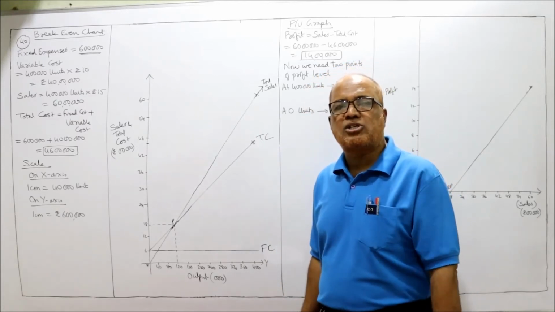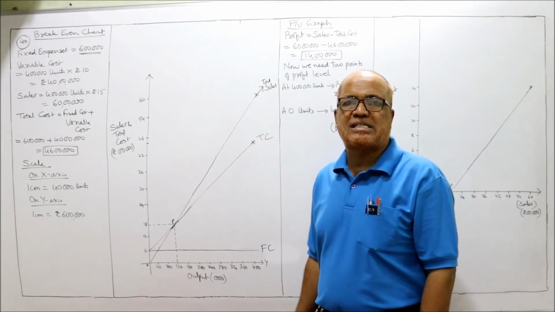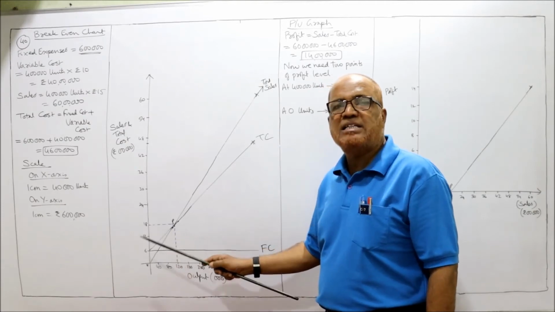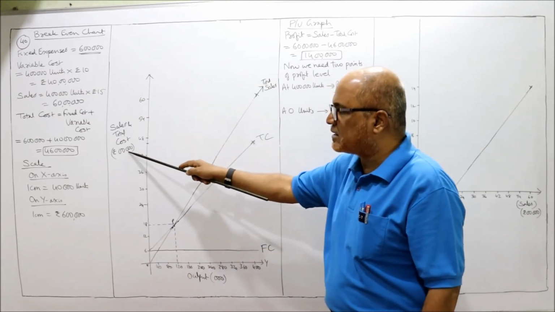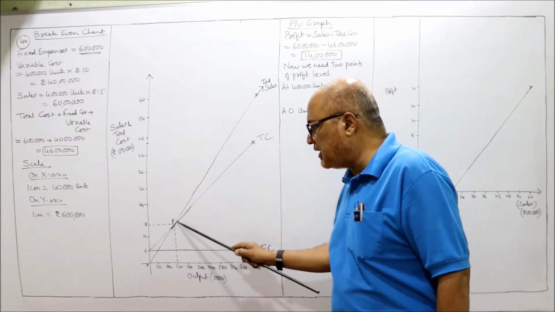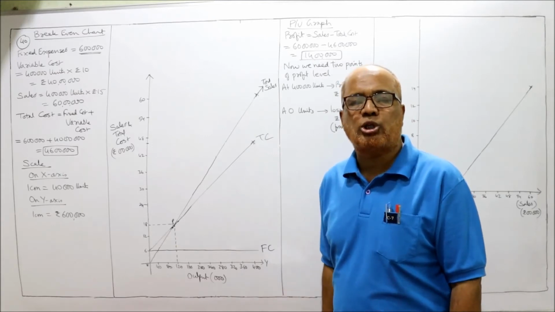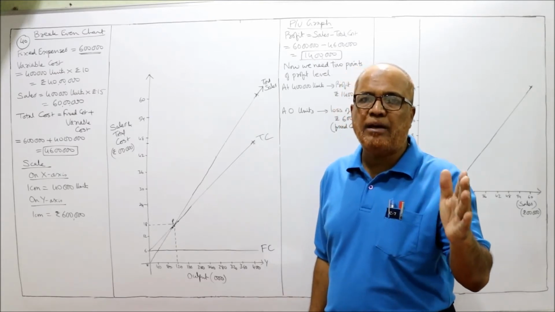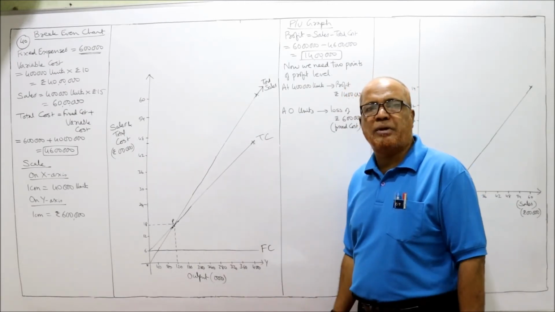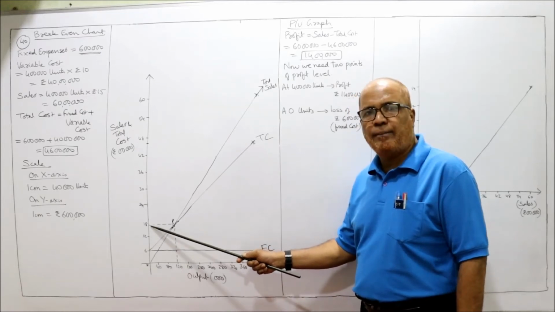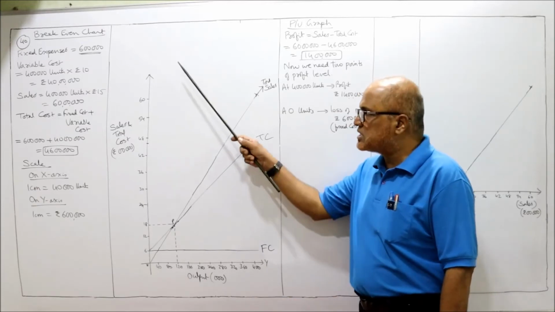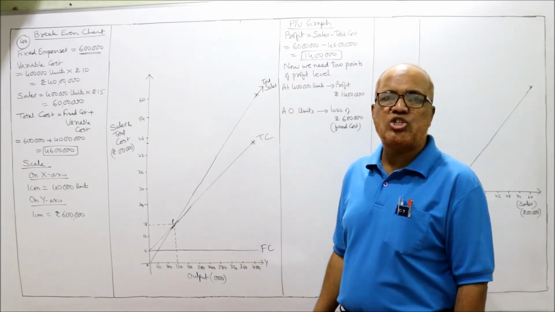Now BEP in rupees. Draw a dotted perpendicular on the y-axis. It is meeting at 18. So 18 lakh rupees. So BEP is 18 lakh rupees and BEP is 120,000 units. So we are getting both BEP in units and BEP in rupees: on the x-axis BEP in units, on the y-axis BEP in rupees. That's all. This chart is called the break-even chart.